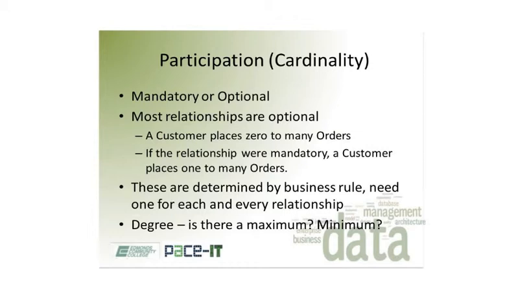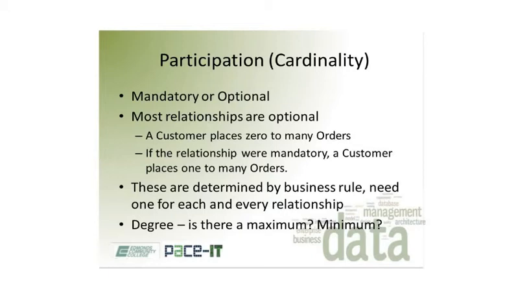Most relationships are optional in that a customer places 0 to many orders, meaning they can be a customer before they've actually placed their first order. If you turn that around and the business told you that that relationship must be mandatory, then a prospect perhaps becomes a customer when they place their first order, but a customer places 1 to many orders instead of 0 to many. So you can see it's about the optionality or mandatoriness of the relationship itself. These are determined always by business rule, and you need this business rule to be called out and documented for each and every relationship you have.